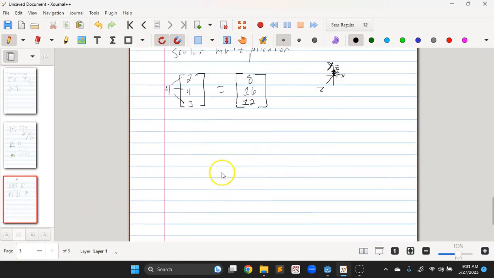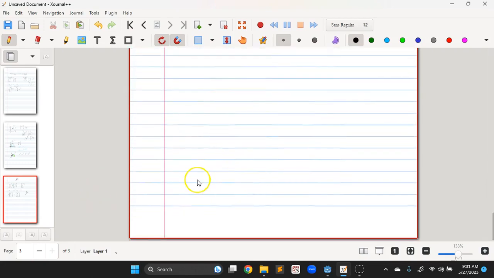We shouldn't have to get to much multiplication. Hopefully we won't. I'll put it down here at the bottom because I can't guarantee it won't show up. So if we have some vector A, B, C, and need to multiply that by another vector, D, E, F, we take the row times the column. Row times column.